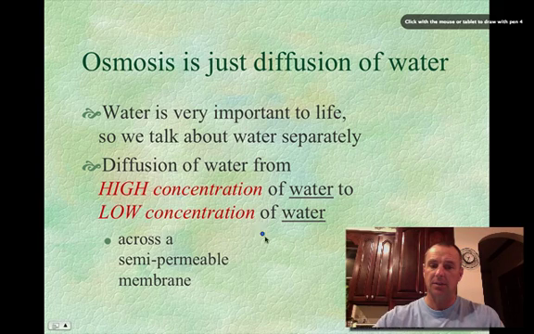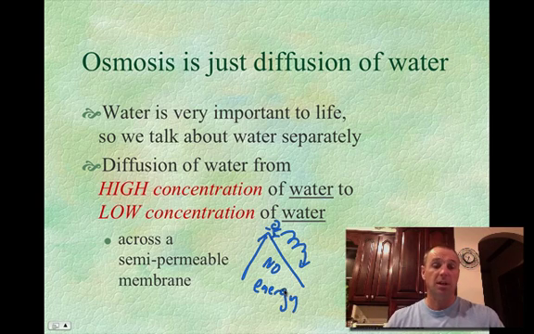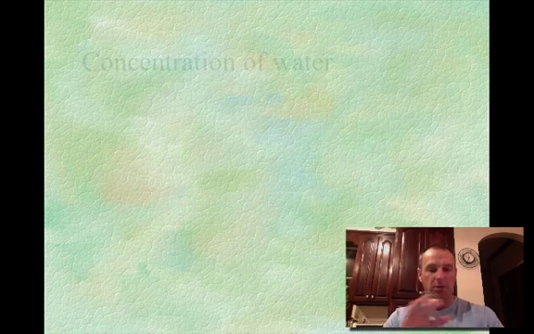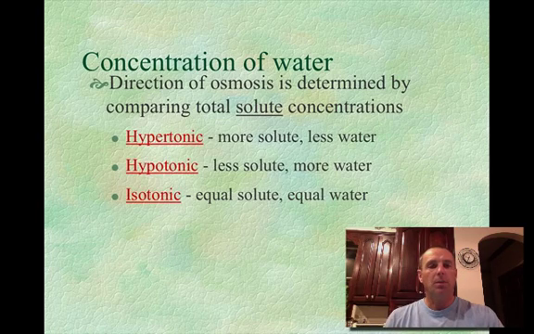I kind of think of it as like being on the hill. So if you're on top of the hill and you roll down, that would require no energy on your part. And since it requires no energy, it happens quite readily. That is what osmosis is. It goes down the concentration gradient and it requires no energy. Now, when we talk about osmosis, we have to talk about three types of solution: hypertonic, hypotonic, and isotonic solutions.